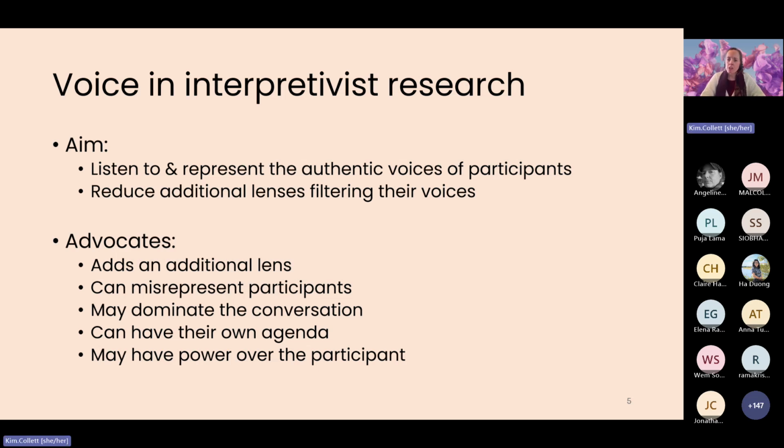So this was my biggest issue. How can I maintain voice if I'm not only adding my lens as a researcher, but I'm also going to add another lens in terms of the advocates?